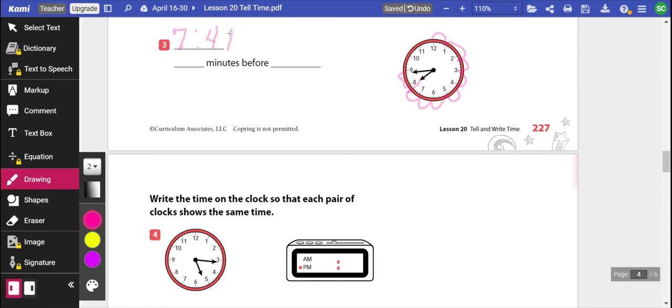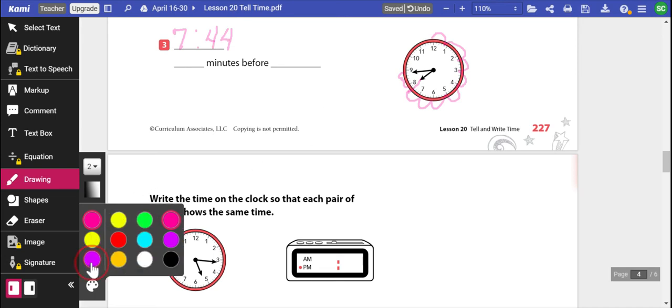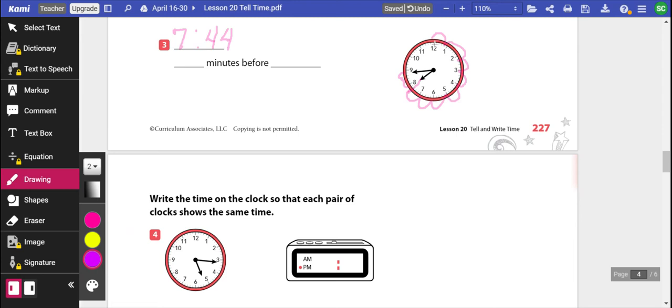And 7:44 is getting awfully close to 8 o'clock. So let's see how many minutes it would be until it gets to 8 o'clock. So to do that, remember, we're going to start at our 12 and just count backwards for our minutes.